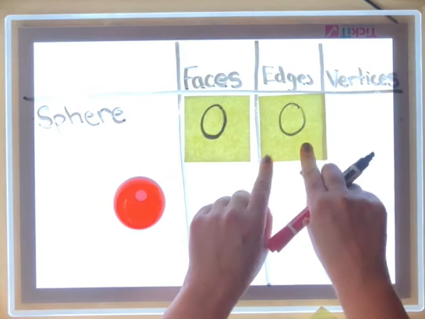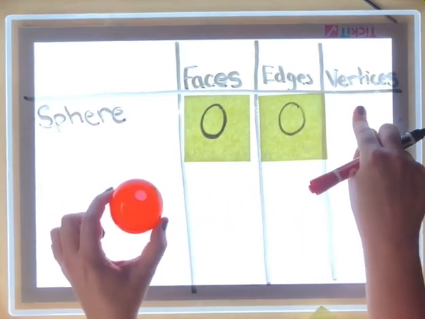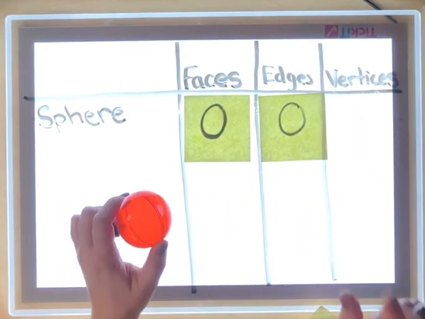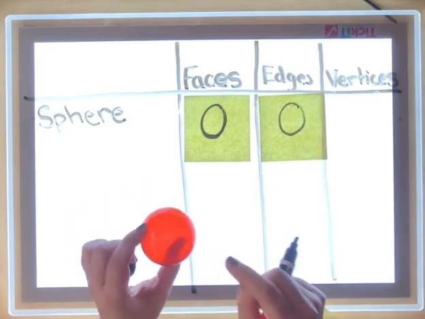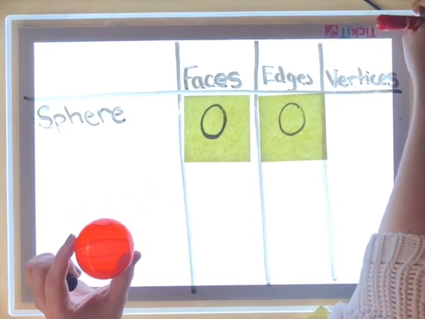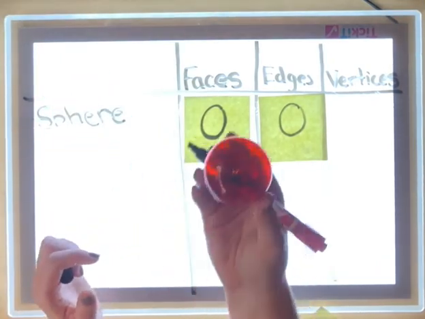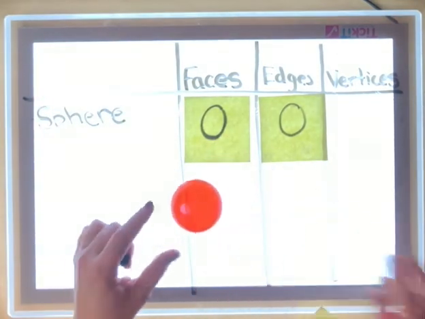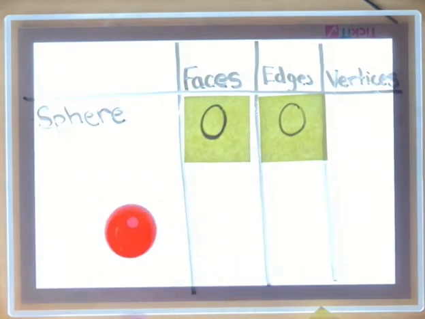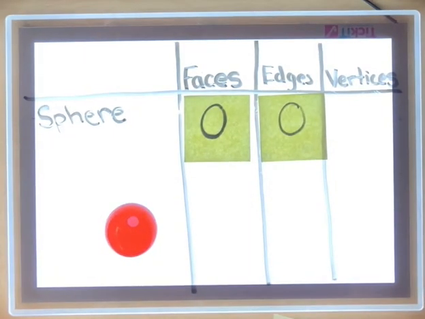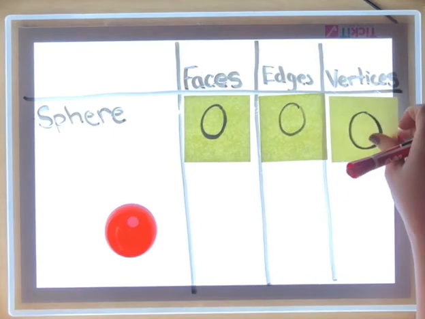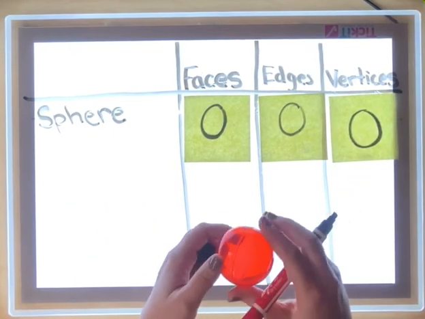See? Then a vertice, can you say vertice? That's a new word. Vertice is a point, like a corner of a shape, a corner. Like right here would be a vertice, a corner. Are there any corners here on this shape? You're right, no, there are no corners. It doesn't have any vertices. It's just completely round. That's the sphere.